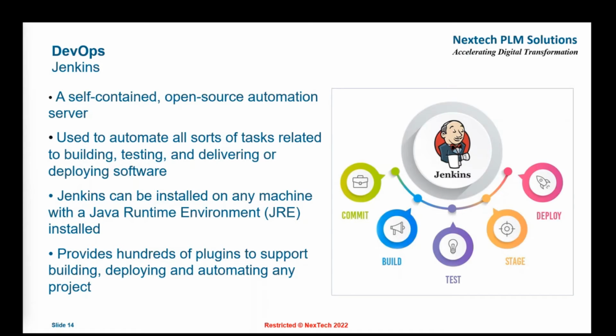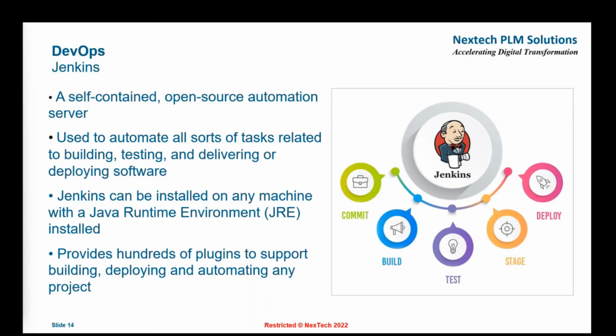So what is Jenkins? Jenkins is a self-contained open source automation server. Ultimately, it is used to automate all sorts of tasks related to build, test, delivery, and deployment of software.